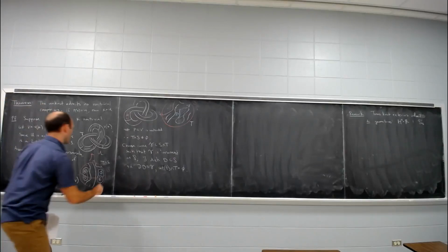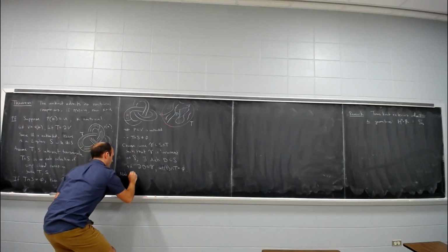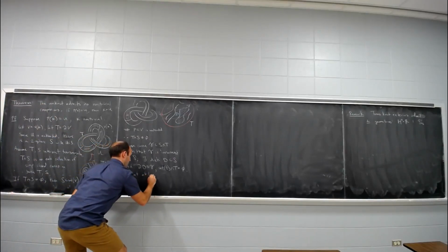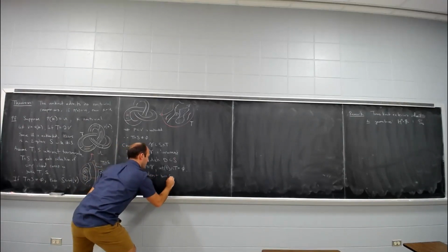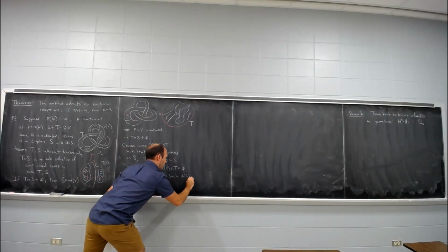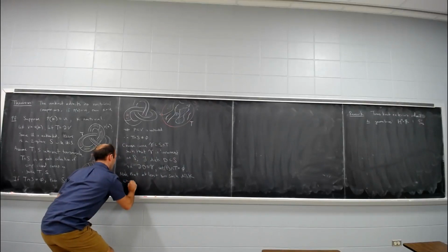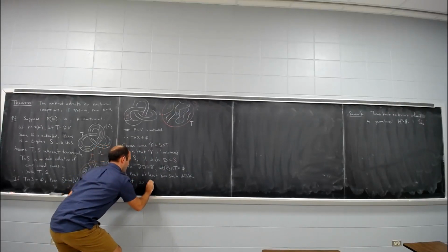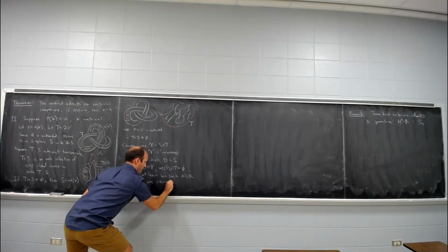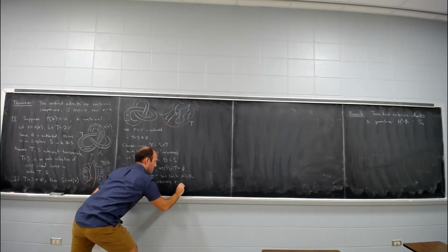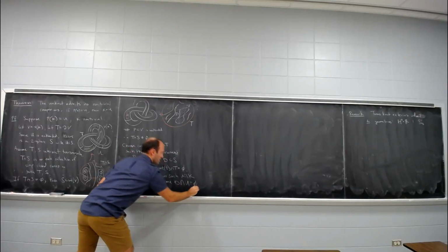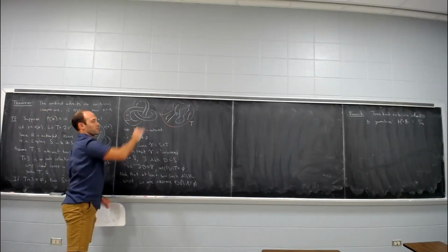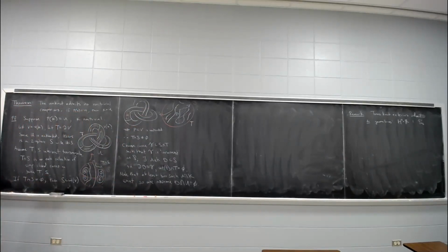Okay, and just note that at least two such disks exist. So we assume that D intersect U is also empty, right? So we don't want to pick an innermost disk that contains U. We want the disk also to be disjoint from U.